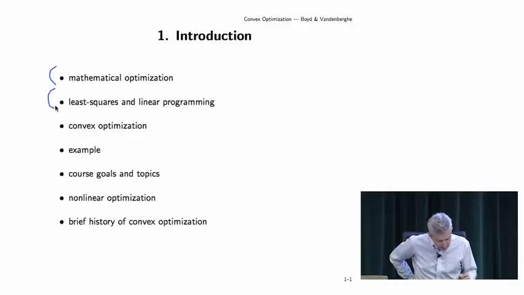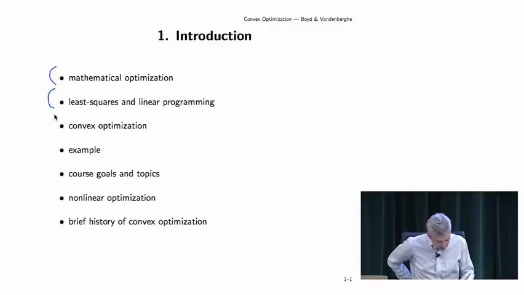Okay, so we'll talk about optimization. I'll move on to least squares and linear programming. And these are really the most famous and the most widely applied optimization problems that there are. By the way, they're both convex optimization problems.